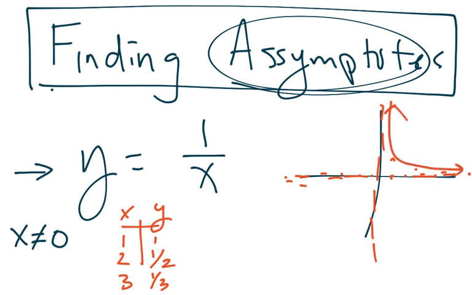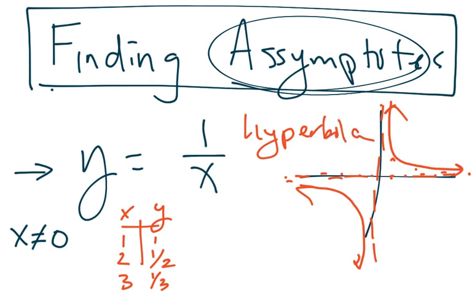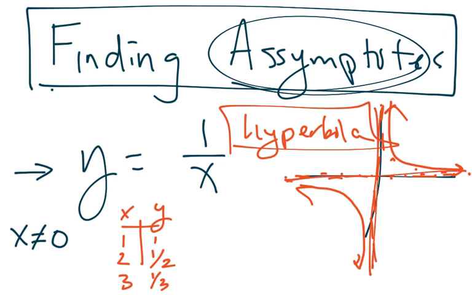And then on this side, if we put negatives in, we're going to come up with this answer. This is called a hyperbola. And it has a vertical asymptote at x equals 0 and a horizontal asymptote at y equals 0. And this is the graph of the ordered pairs.